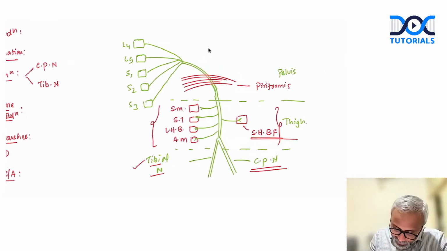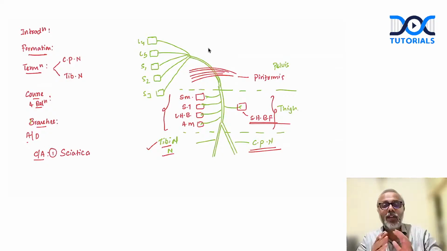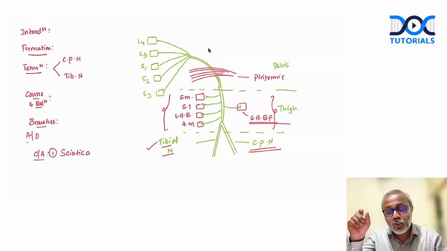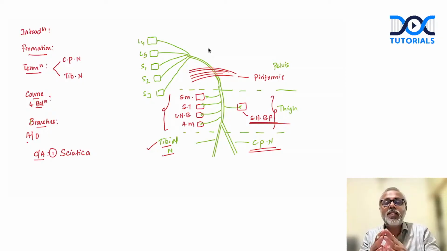This is an interesting case of what? Sciatica. Right? So sciatica could be the first clinical point we will write. What is sciatica? Compression of the sciatic nerve leads to shooting type of pain along the distribution of the sciatic nerve. This is what we refer to as sciatica.